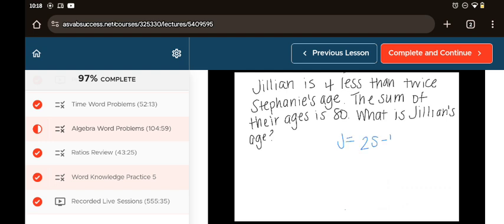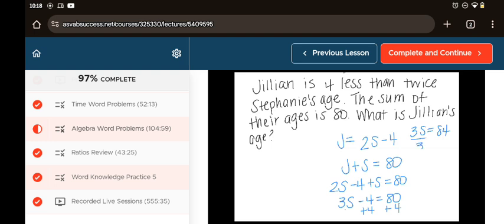So 2S minus 4. So J equals 2S minus 4, plus S equals 80. Okay, then 2S minus 4 plus S equals 80. Excellent. Then 3S minus 4 equals 80. The opposite, plus 4. Good. 3S equals 84. Then we divide by 3. Good. So 3 goes into 8 twice, 2, 4, 8. Excellent. So S equals 28.